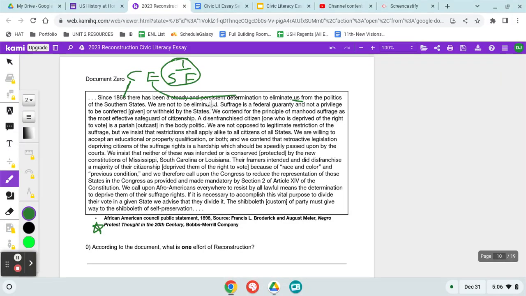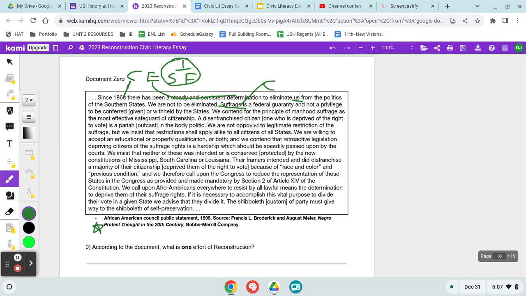So let's see. "We are not to be eliminated. Suffrage is a federal guarantee and not a privilege to be conferred or withheld by the states." Okay, so again, the topic is about voting, right? Suffrage is the right to vote. And again, I can really determine that the circumstance here is that since 1868, many African Americans have faced efforts to eliminate their right to vote in the South. So again, I'd probably put this up here with C.